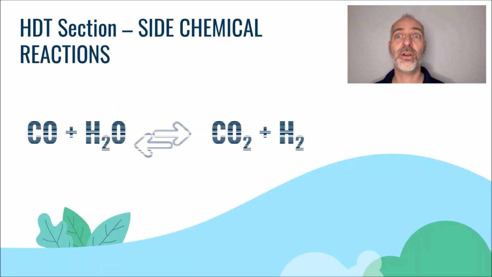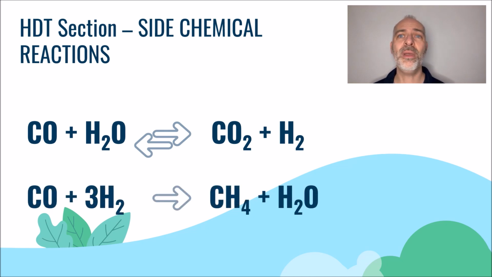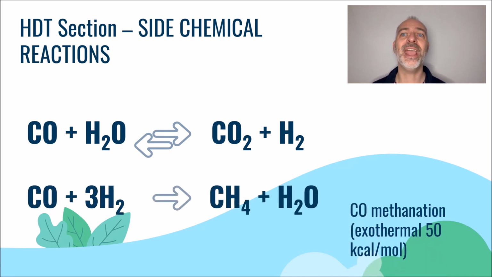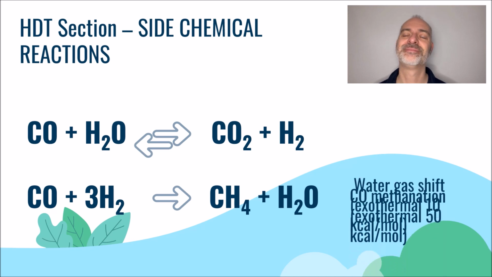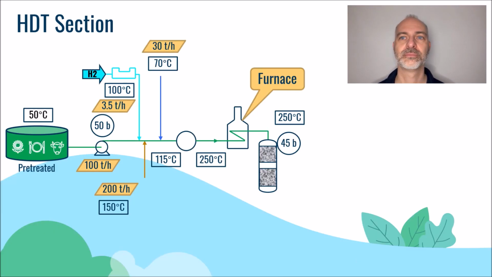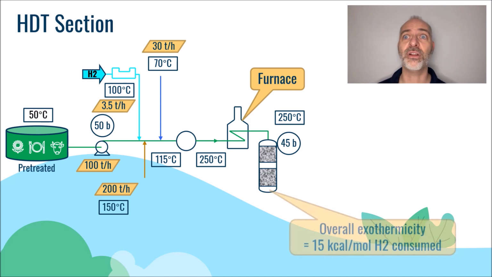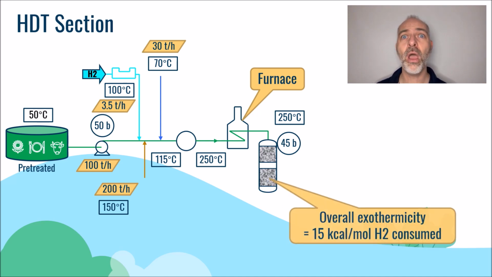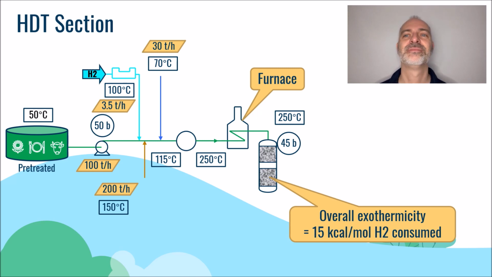Finally, there are two other chemical reactions that we can have in this reactor. It is called the CO methanation and the water-gas shift equilibrium reaction. These reactions can affect the overall chemical consumption of hydrogen in the reactor. The global exothermicity of the reaction can be estimated at about 15 kilocalories per mole of hydrogen consumed.